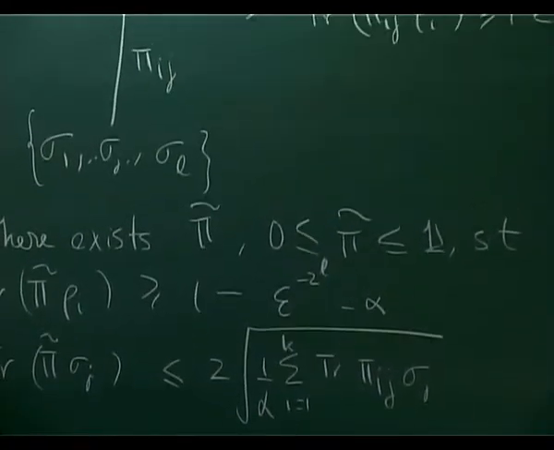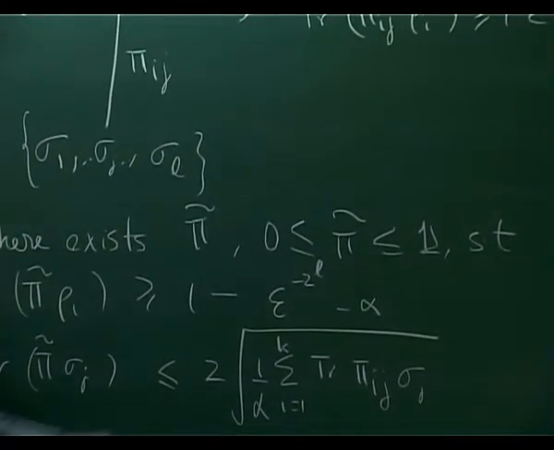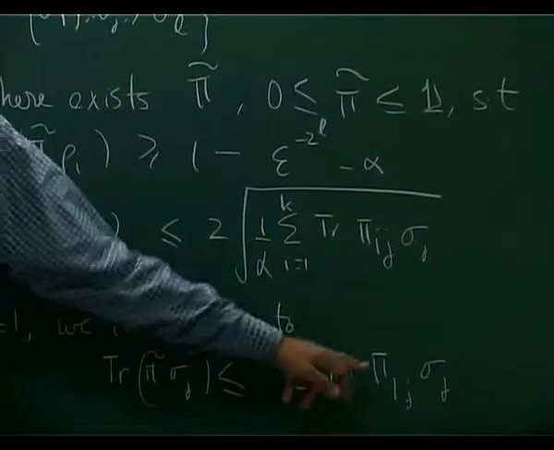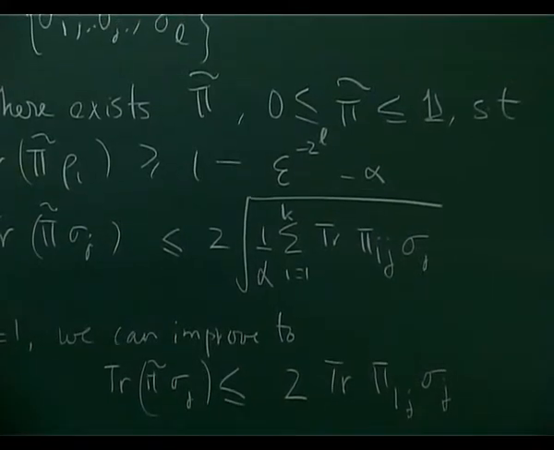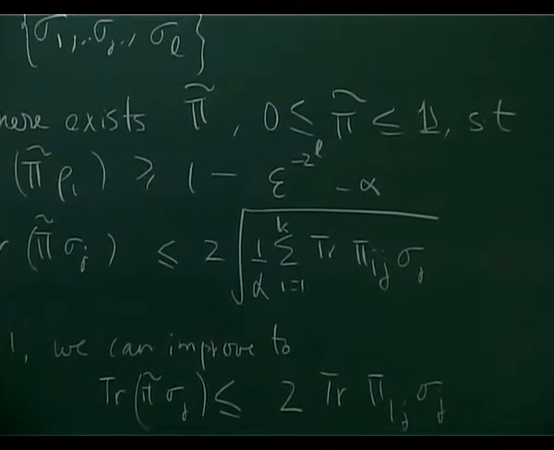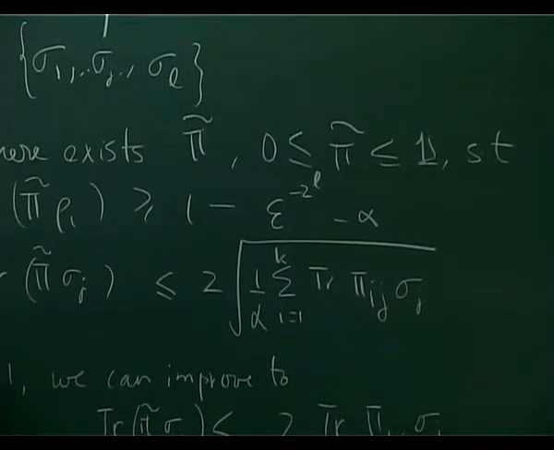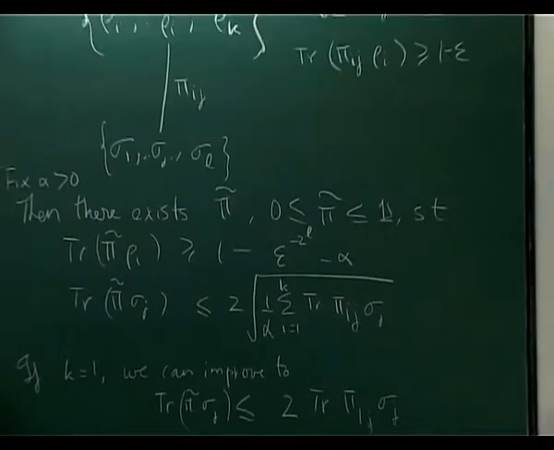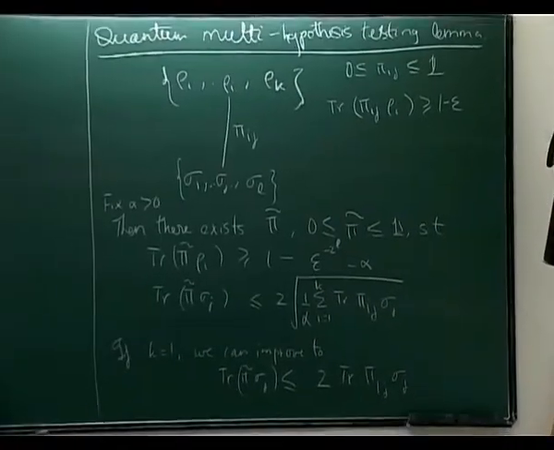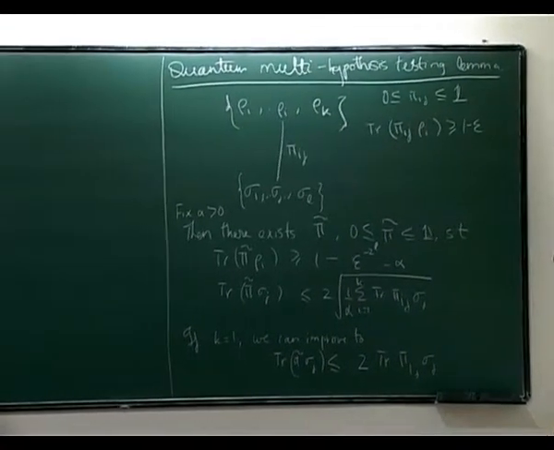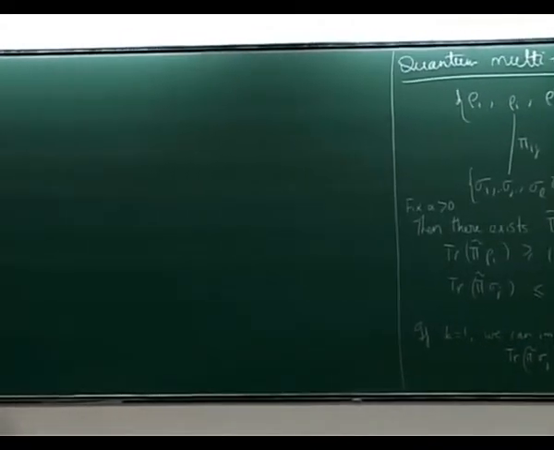But if k is equal to 1, things are much nicer. We don't need the alpha and we don't have the overall square root. We just have this. So that's the news from the quantum hypothesis testing lemma. So any questions about what you've done so far? Today I'm going to prove the lemma. No questions? Okay. So let's start.